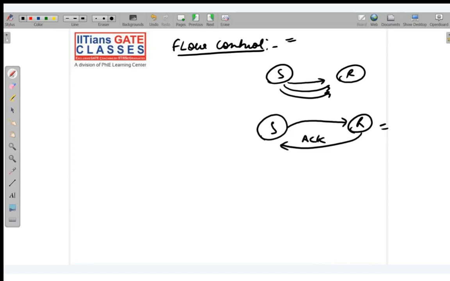Yes, sir. Okay, so flow control means the amount of data that can be sent from sender to receiver without receiving an acknowledgement. That means how much data the sender can send to the receiver before receiving an acknowledgement. That is the basic meaning of flow control. Any doubt here? Okay, so that is flow control.